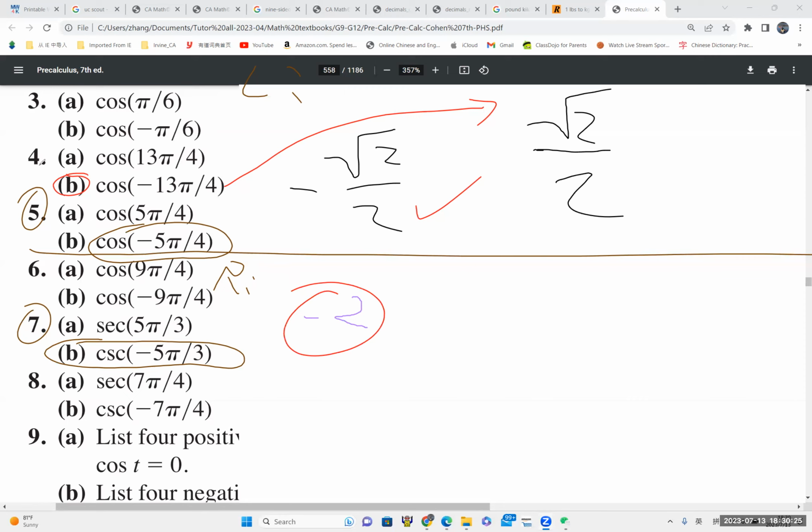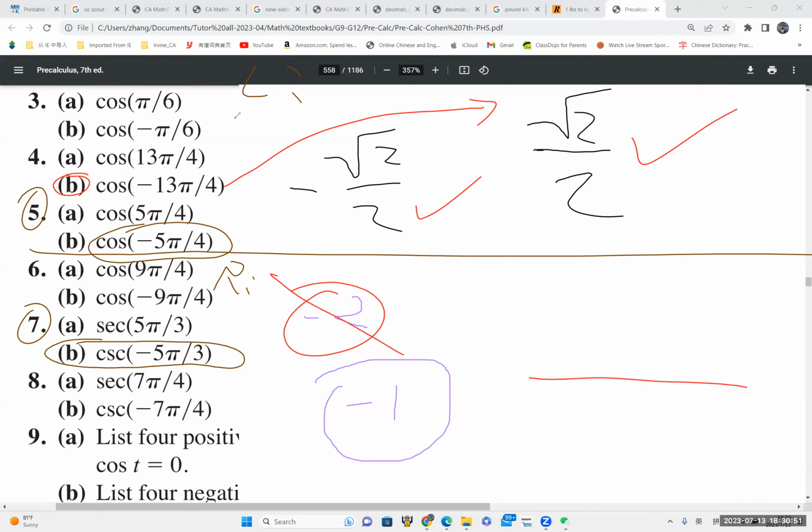Let me see the problem for part B. Cosine is the same as this. This is, yeah, okay, it's correct. Do you mean this is wrong? Do you mean negative 2 is wrong? You think the answer is -1, right? Yeah.